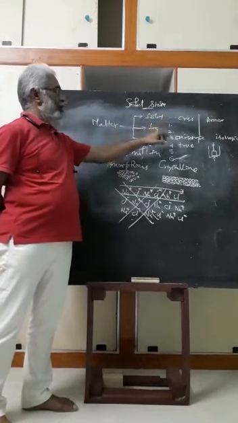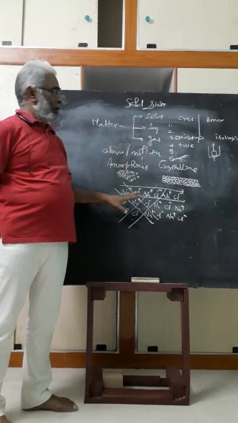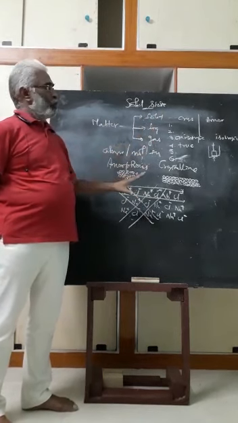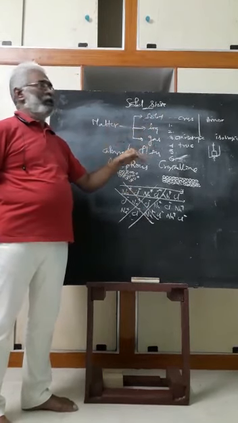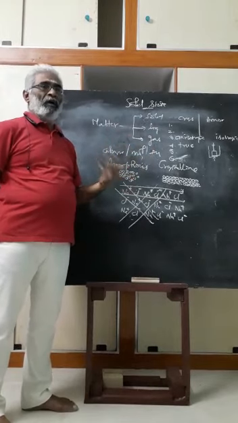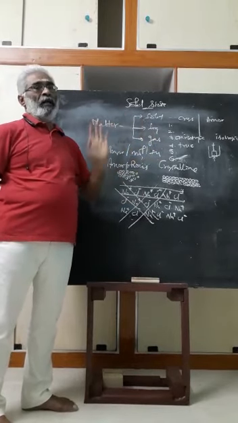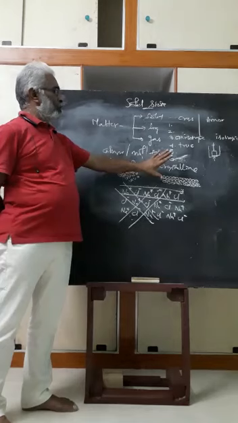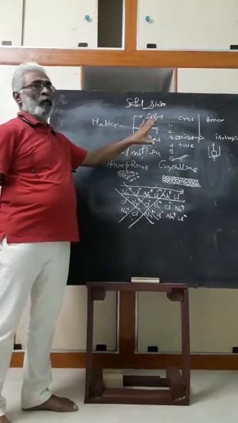Crystalline solids are anisotropic. Amorphous solids are isotropic. They show the same properties in all directions because the particles are randomly arranged in all directions. So these are the main differences between crystalline and amorphous solids.